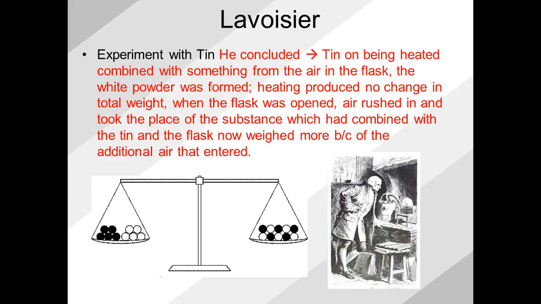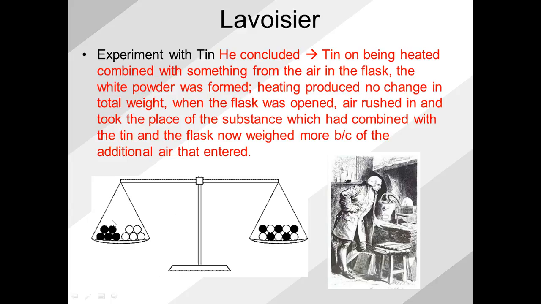He concluded that tin, on being heated, combined with something in the air. There was something present in that flask that he couldn't see, but yet he concluded that there must be something in there that reacted with the piece of tin metal, and that is what the white powder was formed of. Heating it produced no change in the total mass because the atoms were just rearranging within that flask. But when the flask was opened, he assumed air rushed in and took the place of the substance which had combined with the tin, and now the flask weighed more because of the additional air that entered.